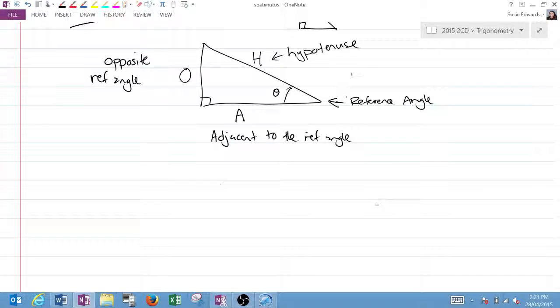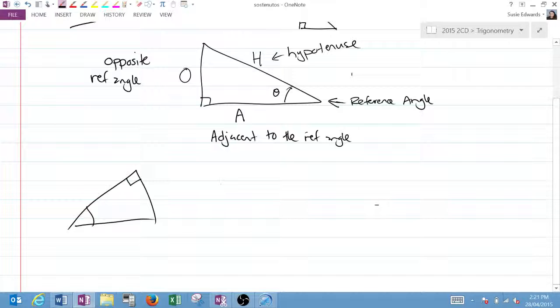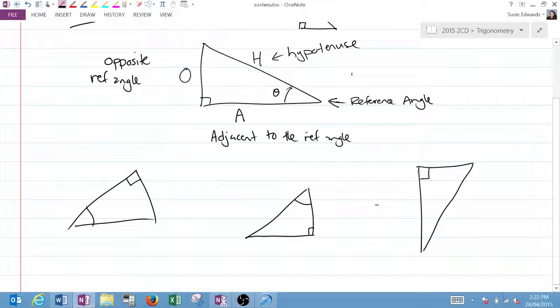So if we do a quick review, we draw a couple of triangles. Sorry, they're not straight. I'm going to label that one. I'm going to label this one. I'm going to label this one.